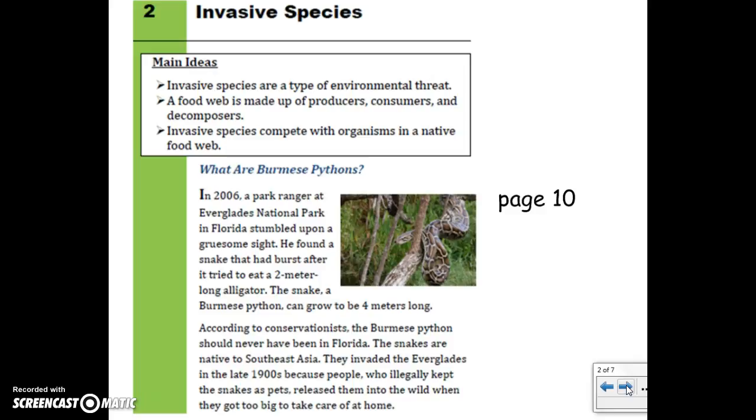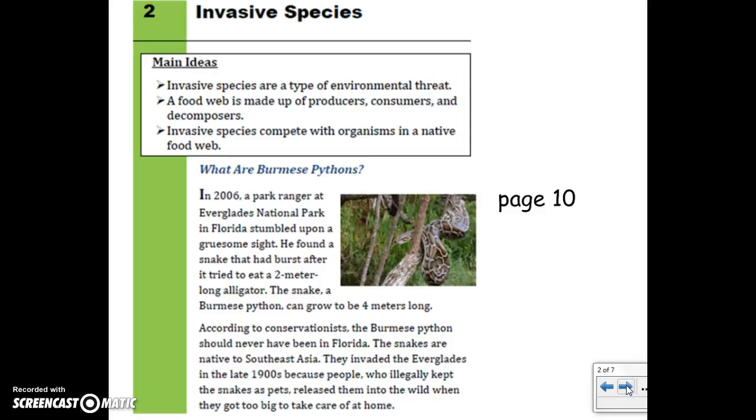What are Burmese pythons? In 2006, a park ranger at Everglades National Park in Florida stumbled upon a gruesome sight. He found a snake that had burst after it tried to eat a 2-meter-long alligator. The snake, a Burmese python, can grow to be 4 meters long. According to the conservationists, the Burmese python should never have been in Florida. The snakes are native to Southeast Asia.